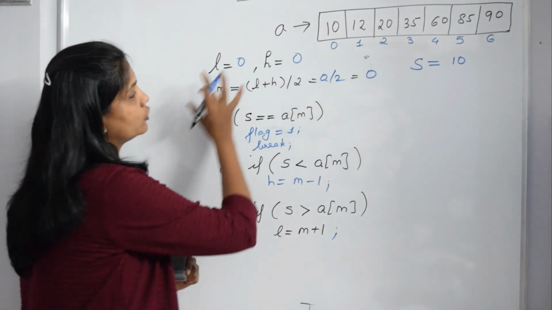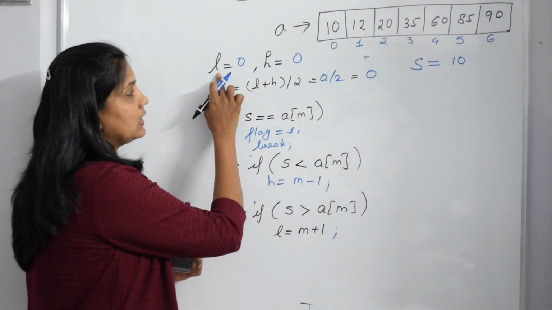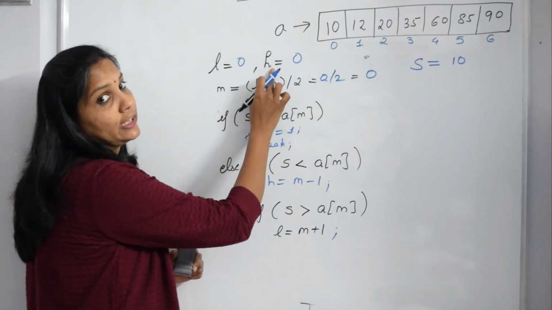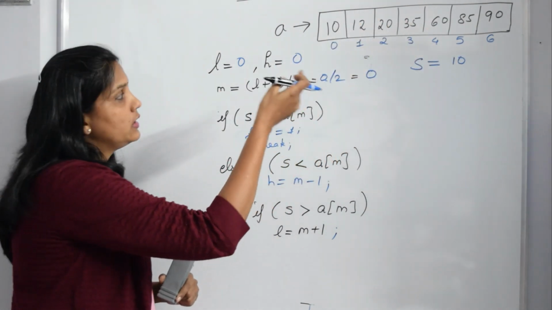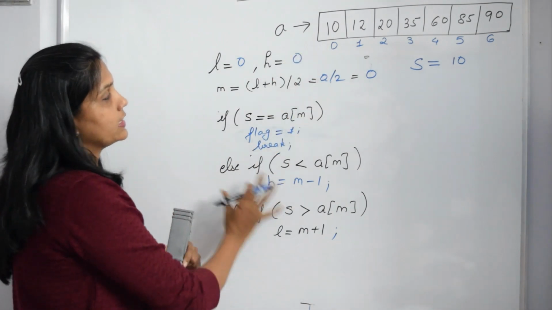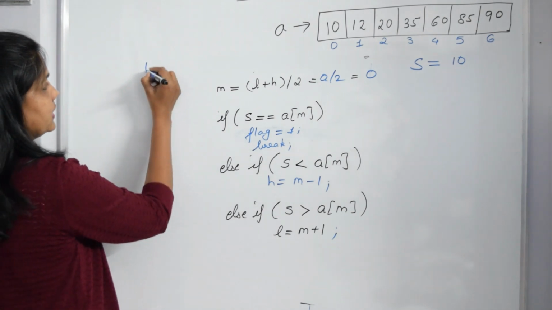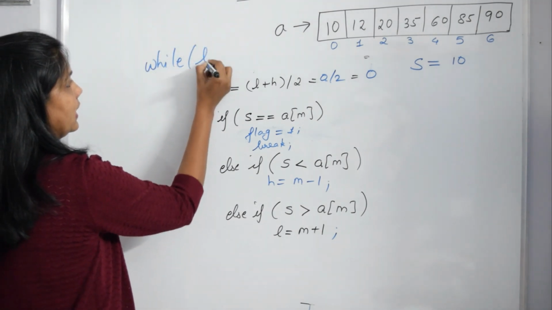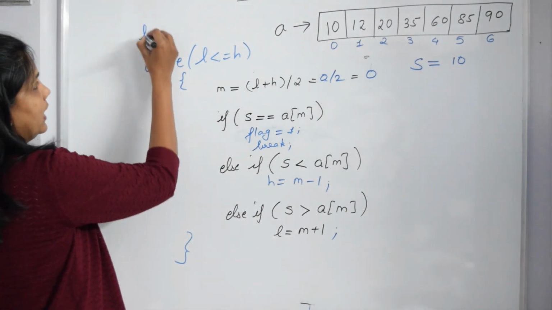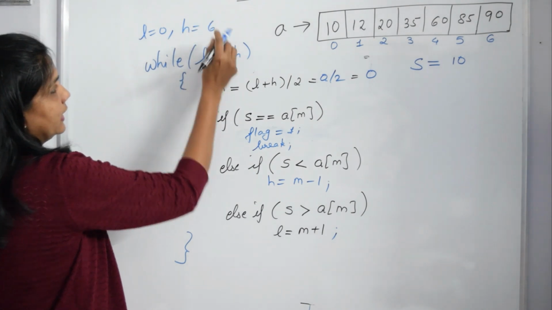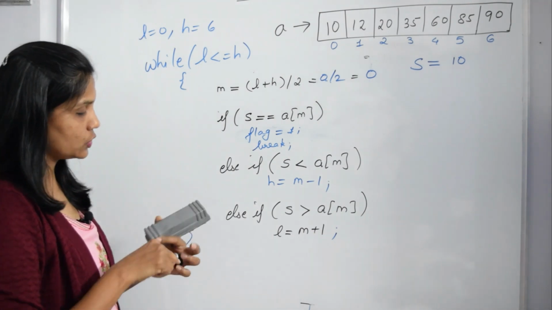So that means you have to continue doing all these things till the time your L is less than or equal to h, right? The moment L becomes higher than h, in that case we have to stop. So we'll have all these things inside the loop saying while L less than or equal to h, continue doing this. And your L will be initialized to 0 and h will be initialized to a dot length minus 1, which in our case comes to 6.